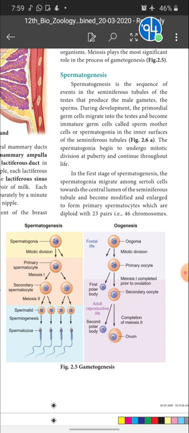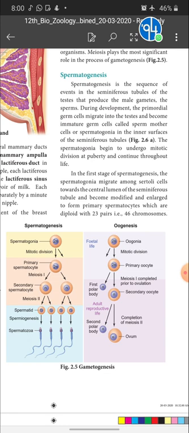Okay, children. In the first stage of spermatogenesis, the spermatogonia migrate among the Sertoli cells towards the central lumen of the seminiferous tubule and become modified and enlarged to form a primary spermatocyte, which is diploid with 23 pairs, that is 46 chromosomes. Okay, in the first stage of spermatogenesis, what happens? Spermatogonia migrate among the Sertoli cells.